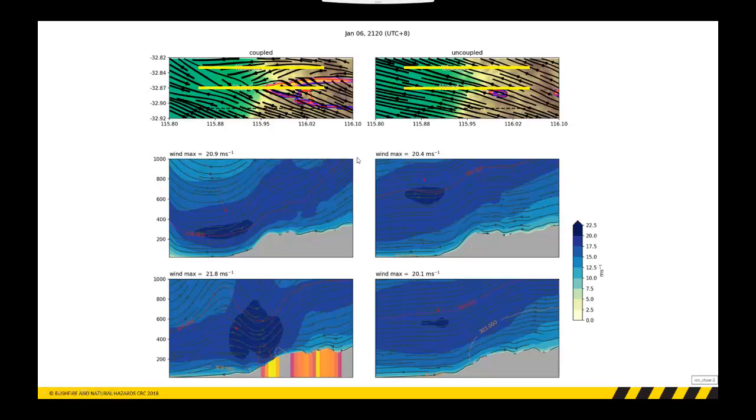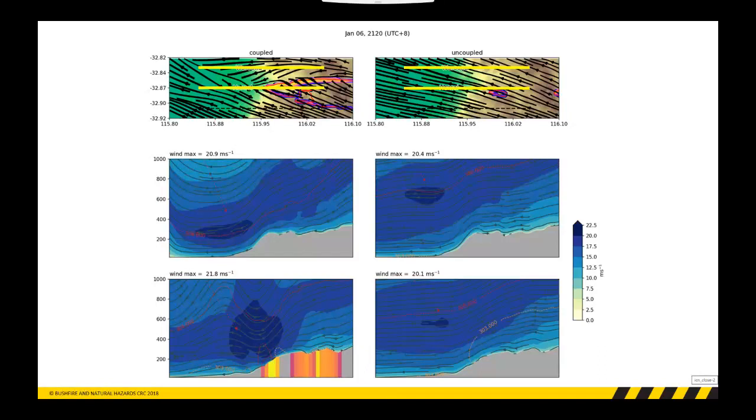Now, importantly, the left column, the slides on the left show the coupled version. So on the left, the fire and the atmosphere are interacting. On the right, there's no interaction between the fire and the surrounding atmosphere. So the atmosphere doesn't know that there's a fire underneath it. In the lower plots, the pink and orange lines on the topography show the heat flux, the blue shading shows the wind speed, and the lines show the wind streamlines.